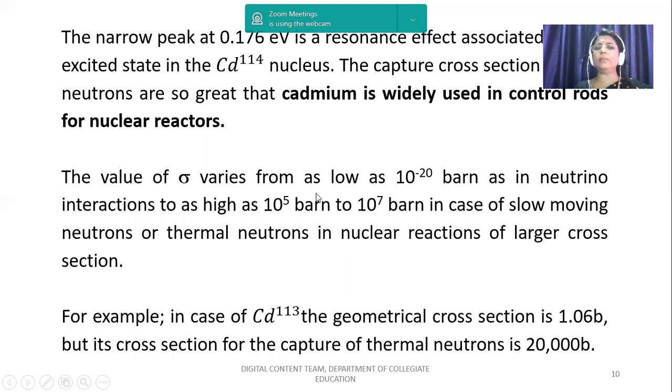The value of sigma can vary from as low as 10 power minus 20 barn, as in the case of neutrino interactions, to as high as 10 power 5 barn to 10 power 7 barn in the case of slow-moving neutrons or thermal neutrons in nuclear reactions of larger cross section. So when I consider again the example of cadmium-113, the geometrical cross section is around 1.06 barn, and you can observe that the neutron capture cross section is around 20,000 barn for thermal neutrons.